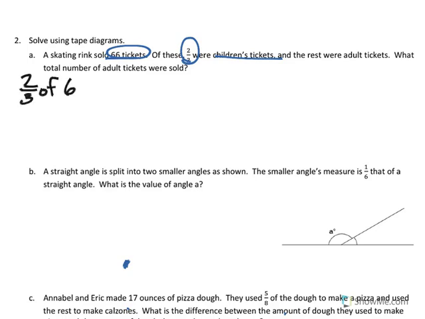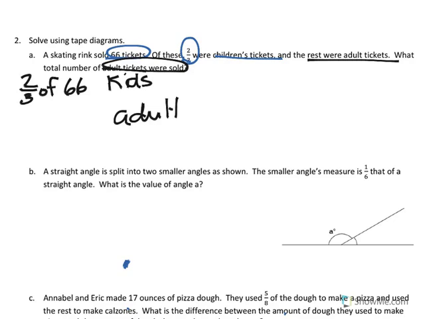Two-thirds of 66 tickets were kids, and the rest were adults. They want to know the total number of adult tickets that were sold. I can do this in one of two ways. If I know that these are kids' tickets, how many were adults? Well, let's look at this right here. 2/3 were kids. So what fraction were adults? Well, 1/3. So 1/3 of 66 are adults.